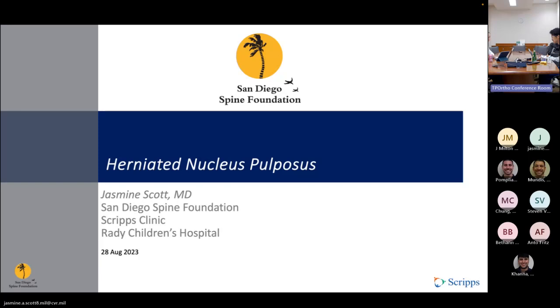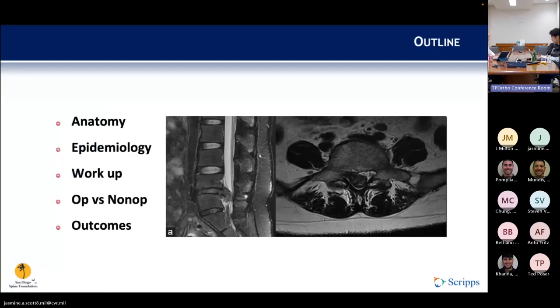So a little bit more of the foundational knowledge to hopefully help any of the residents that are coming on service after me, and will be a nice review for everyone else here today. So it's just an outline. We're going to do anatomy, epidemiology, workup, leaning heavily on those NASS guidelines, op versus non-op, and outcomes.